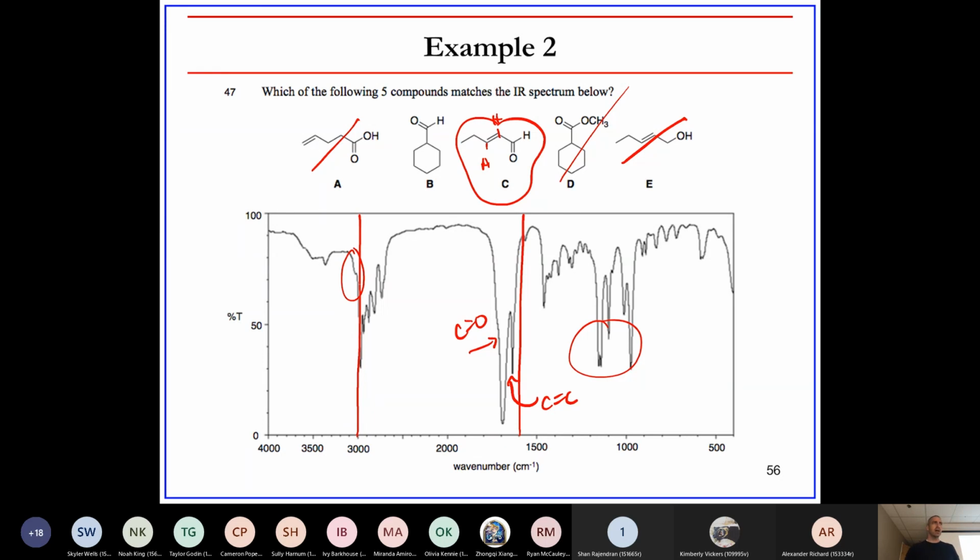What else do aldehydes have that are diagnostic? Yeah. Fermi doublet, yeah. Fermi doublet right there. Great.